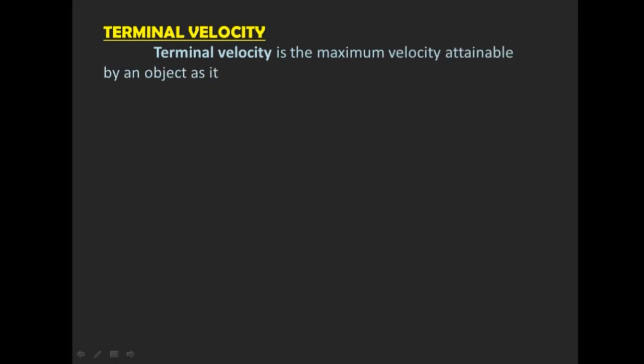In today's video lesson, we'll learn about terminal velocity. Terminal velocity is the maximum velocity attainable by an object as it falls through a fluid, that is, air or liquid. Let's try to understand what this terminal velocity is all about.